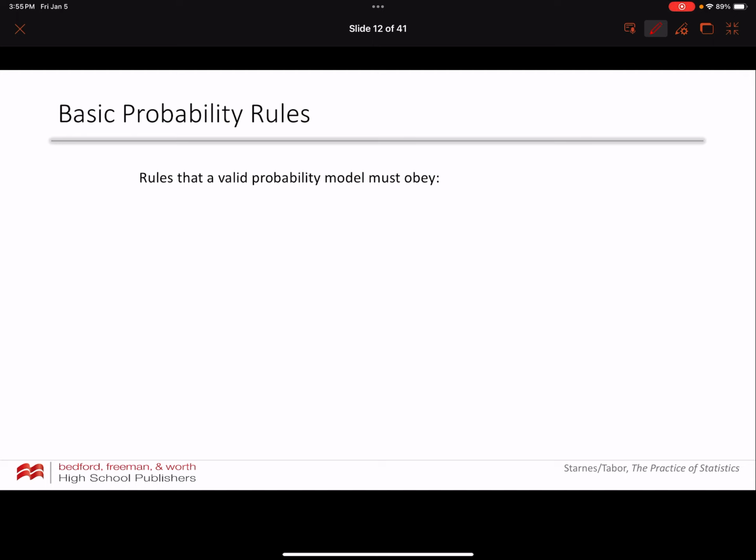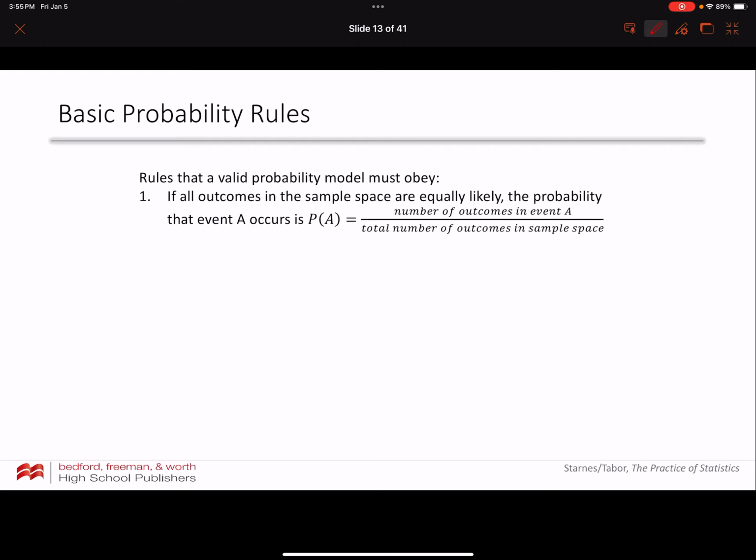So there's some basic probability rules that those examples kind of lead us into. A valid probability model must obey these rules. So again, remember probability model. Sometimes people will freak out. Oh, what's a probability model? I forget. Remember, a probability model is just individual outcomes and the probability of each outcome. So those probability models have to follow these rules. We talked about this formula already. If all outcomes in the sample space are equally likely, here's how we calculate the individual probabilities.